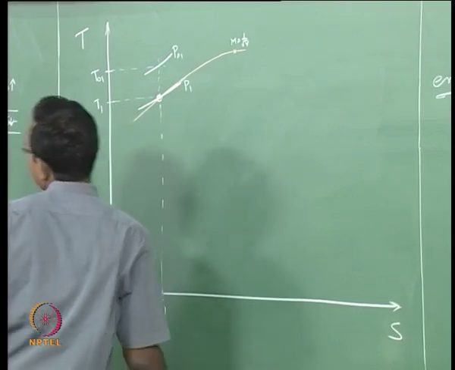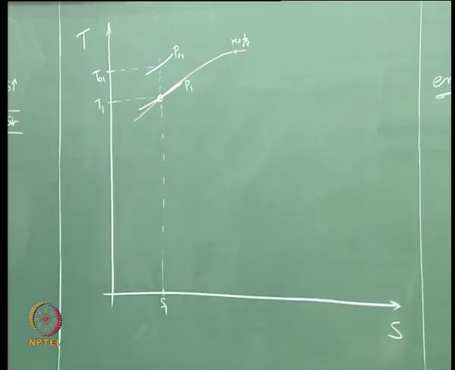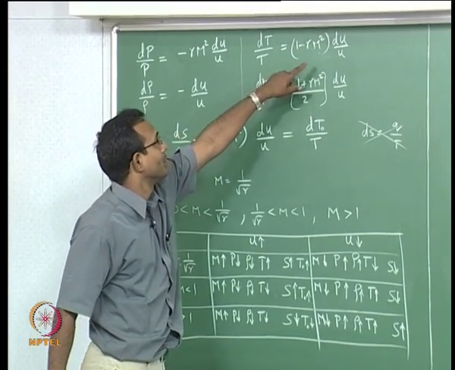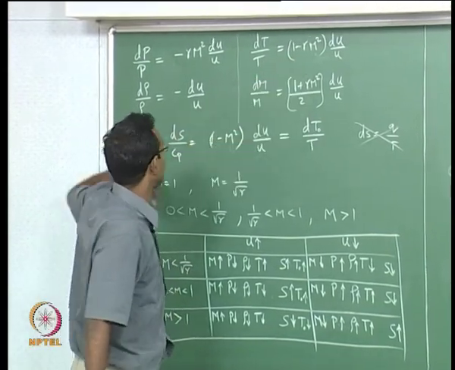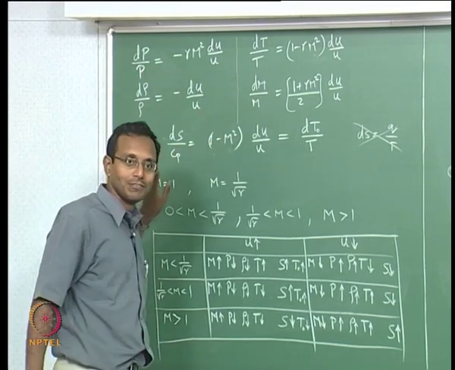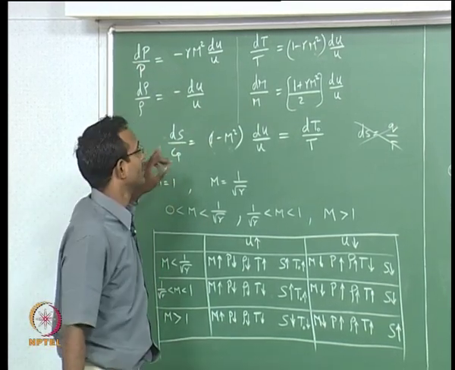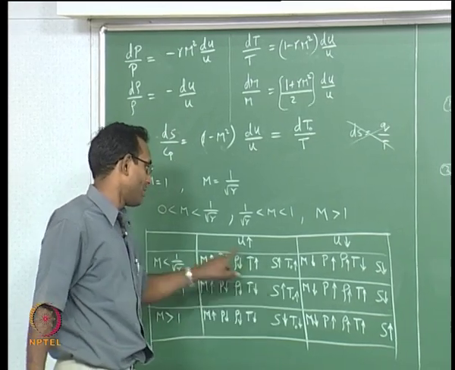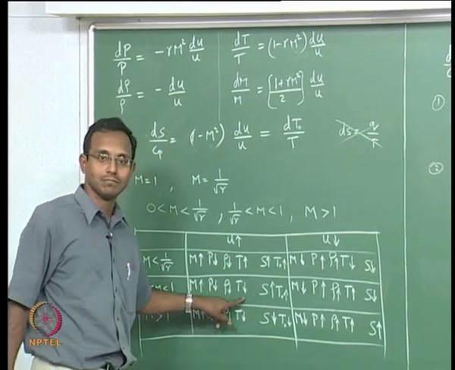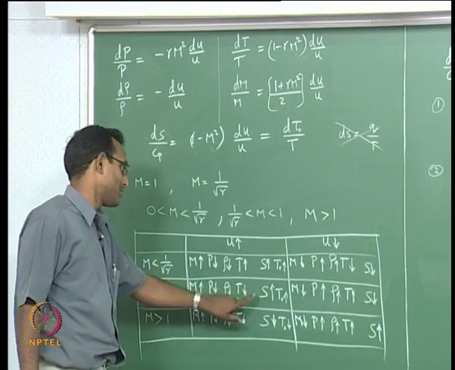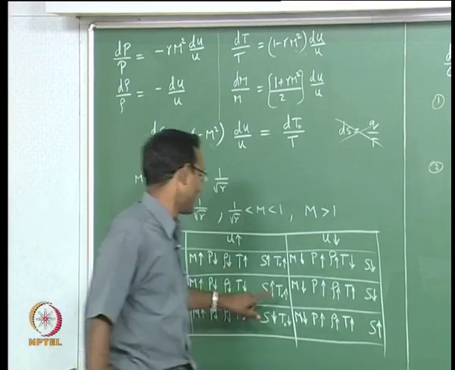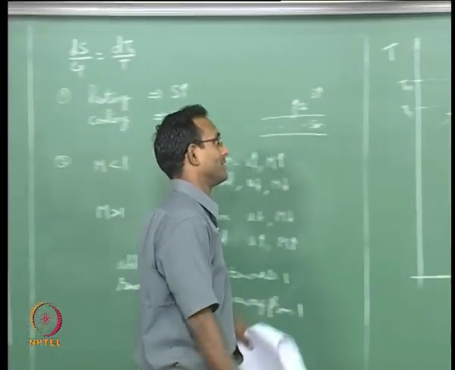If I go beyond that point, now I am on the second row, the main change is only in this particular term, dT by T is equal to 1 minus gamma M squared dU by U. Everything else just obeys the same thing as before. If it is subsonic, it behaves the same way. That one thing: now when I heat, velocity increases, temperature decreases. Entropy increases, temperature decreases. That is what I need for the TS diagram. So, I am going to look at this and draw my TS diagram. Entropy increases, temperature decreases.